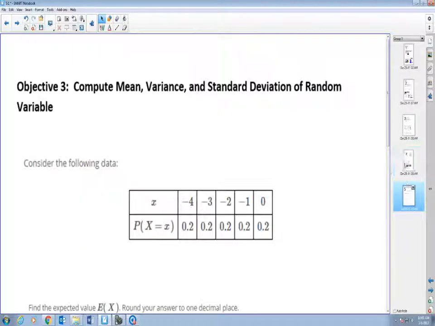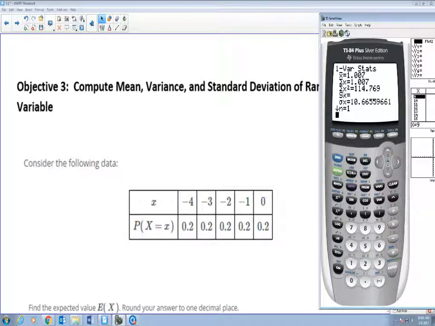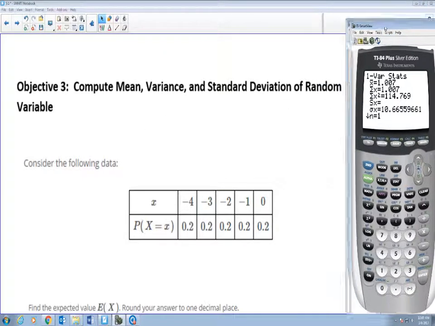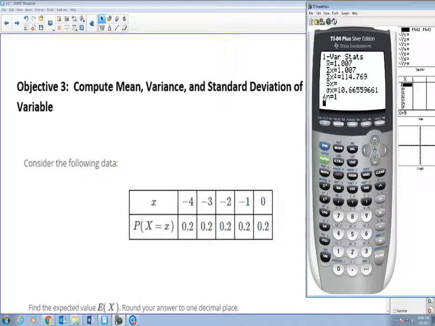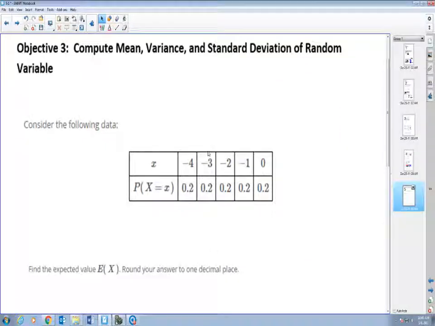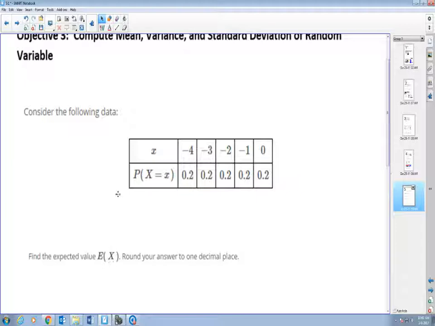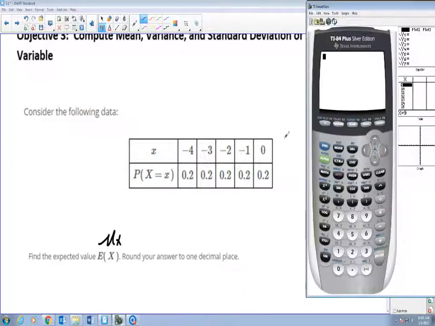Now you know how we find the mean. Now we can talk about the standard deviation for the random variable and the variance. This is exactly the same thing as we did before in chapter 3. So find the expected value. Expected value is the same as the mean of the distribution. So all we're going to do here is type it in like we've been doing, and then we will find the mean, standard deviation, and the variance.